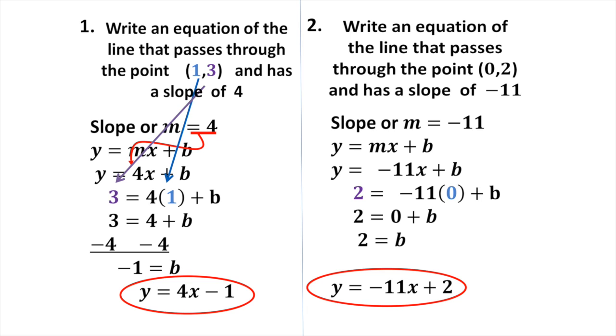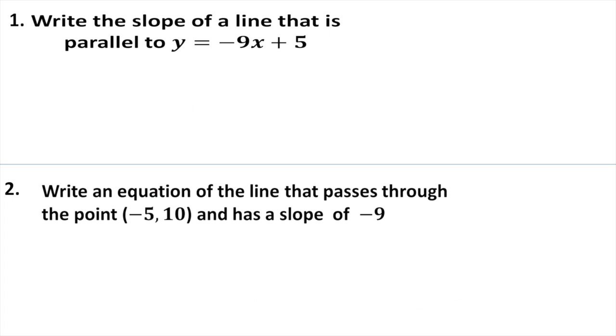Check your answers here. So hopefully you're getting a little bit of practice on that. Your b value here is just 2. That worked out really nice. We're just plugging our missing parts in, our b in. We already know what our slope is, so we're just rewriting them in slope-intercept form.